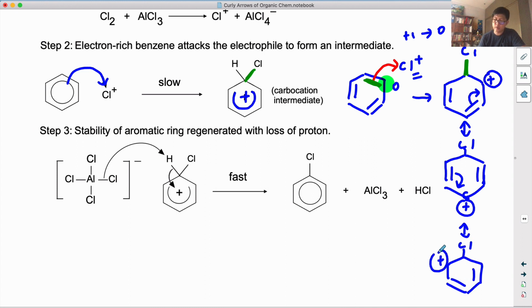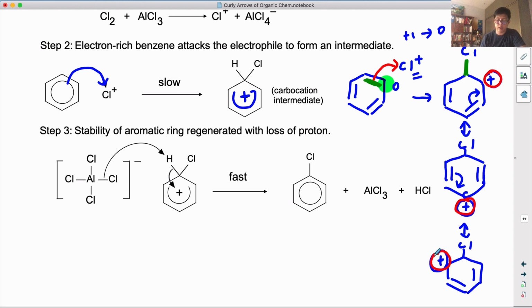I'm just trying to show you that this whole structure is what I call resonance. So we actually draw it like this. This is a resonance structure. That's how we draw it. The plus is spread out throughout the entire benzene ring. You can see that the plus could be on this carbon, or this carbon, or this carbon here.